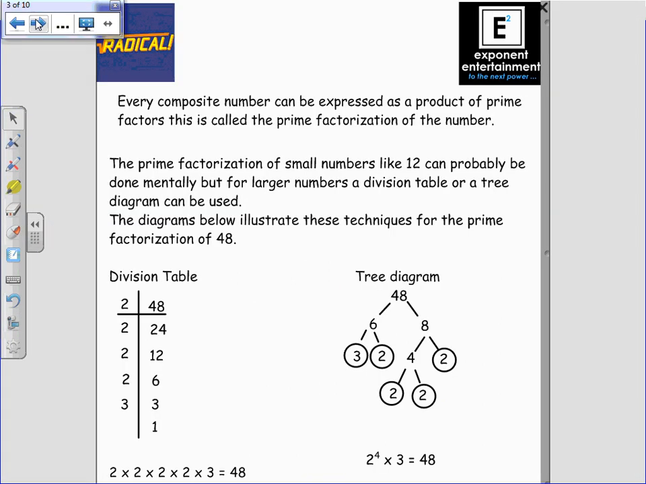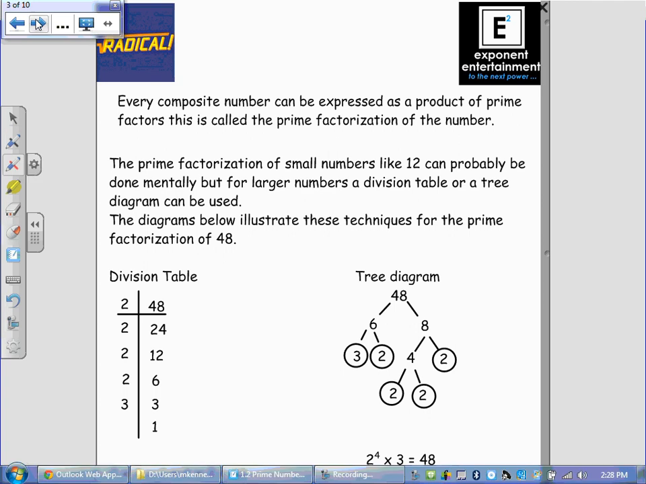Every composite number can be expressed as its prime factors. The way that we did that with 12, we broke it into 2 times 2 times 3. You can do that with every single composite number. The prime factorization will give you the prime factors, and then it'll also give you the product of the prime factors. There are two different methods: the division table and the tree diagram.